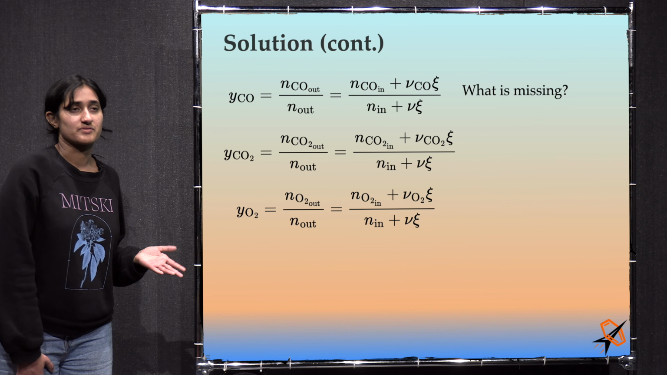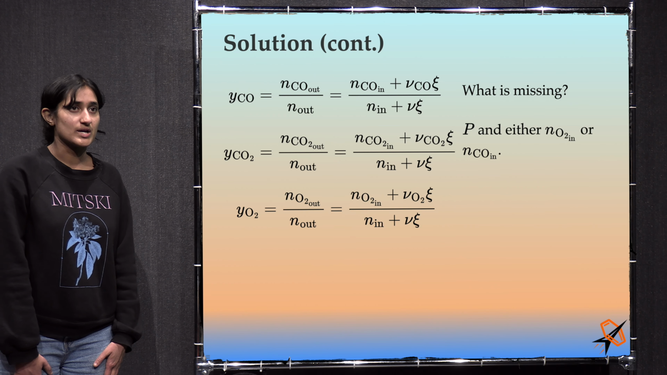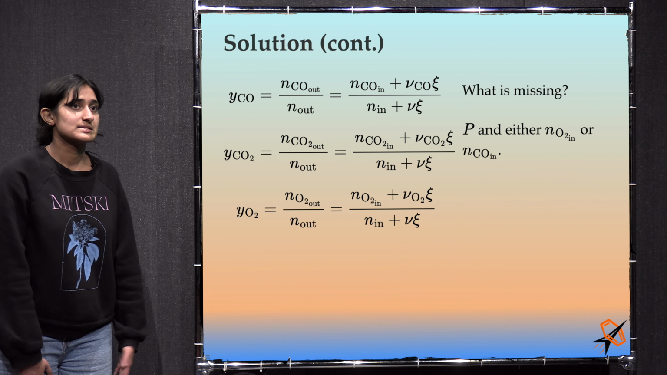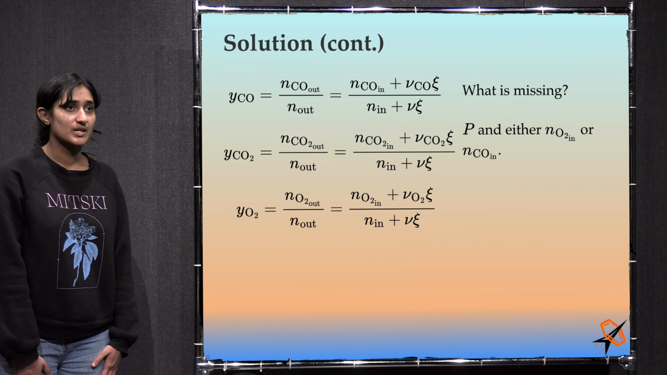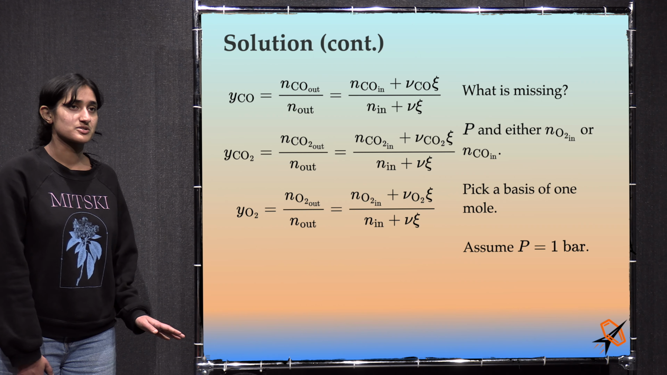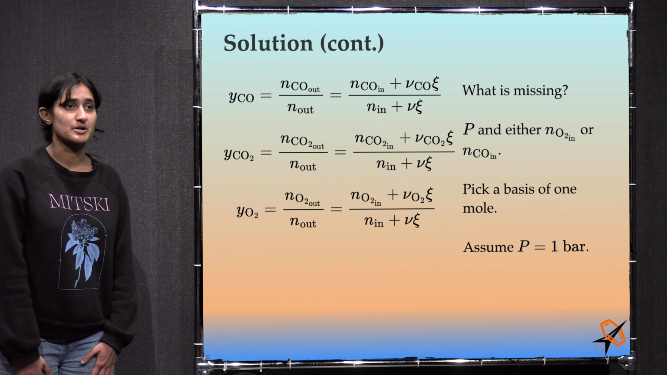So what is missing from our set of equations? You need the system pressure and either the number of moles of O2 in or the number of moles of CO in, since they are equal but unspecified. We will pick a basis of 1 mole for either of them. We will also assume that the pressure equals 1 bar, which is not an unreasonable pressure for a combustor.